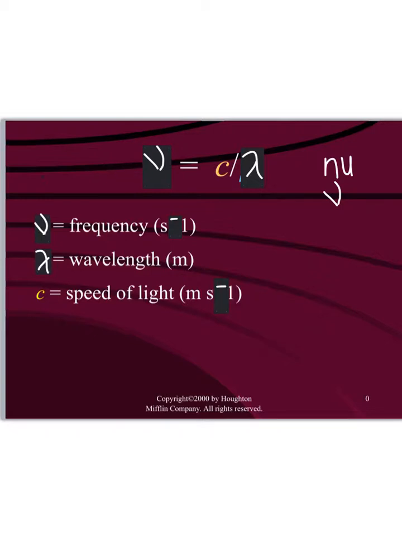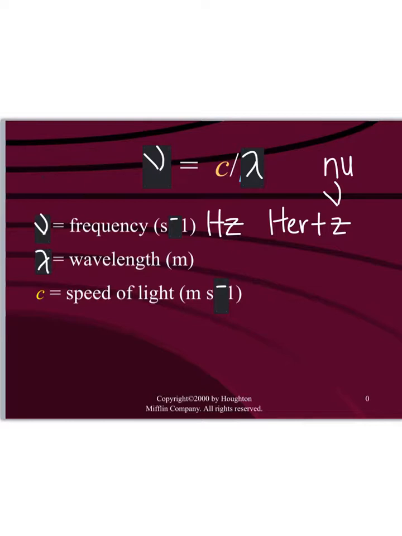So nu represents frequency. How many waves pass through in a certain amount of time. And these are your units for frequency, per second. Okay, so how many waves pass per second? Per second is also what we call a hertz. Hertz is abbreviated Hz. Hertz is spelled H-E-R-T-Z. Okay, so that is what a hertz is.